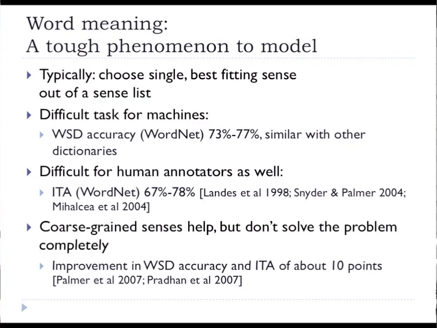So if you look at inter-annotator agreement, using WordNet senses, you get an inter-annotator agreement of 67% to 78%. That's really not great. This is surprising, because if this is how people deal with word meaning, by mentally picking one sense out of their dictionary list, then they should agree more often, shouldn't they? So if you use more coarse-grained senses than what WordNet offers, then you can do better. You get an improvement in word sense disambiguation accuracy, also inter-annotator agreement, of about 10 points, but it still doesn't solve the problem completely. And that is actually not so surprising when you look at examples like the match example on the previous page.